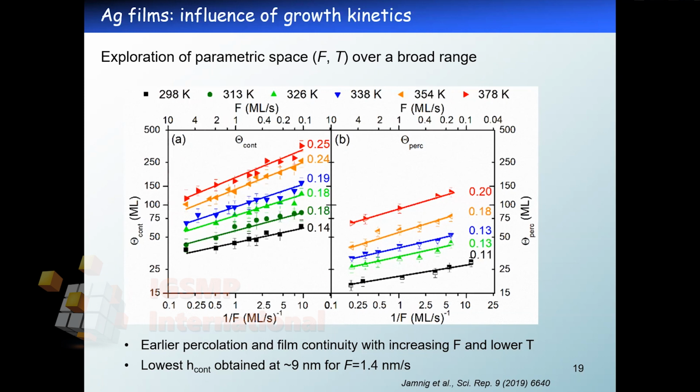But what I want to point out here is that for the purpose of application, in order to obtain a continuous and transparent silver layer, we need to decrease the continuity thickness as much as possible. So with this strategy, by changing the temperature and flux, the optimal situation would be the following, which is obtained at 9 nanometer for significantly high deposition flux and low substrate temperature. But this represents kind of a lower limit, and we want to push it further by applying another research strategy.